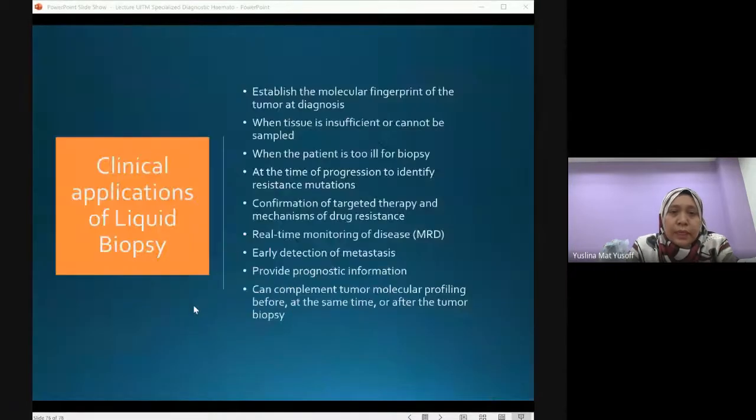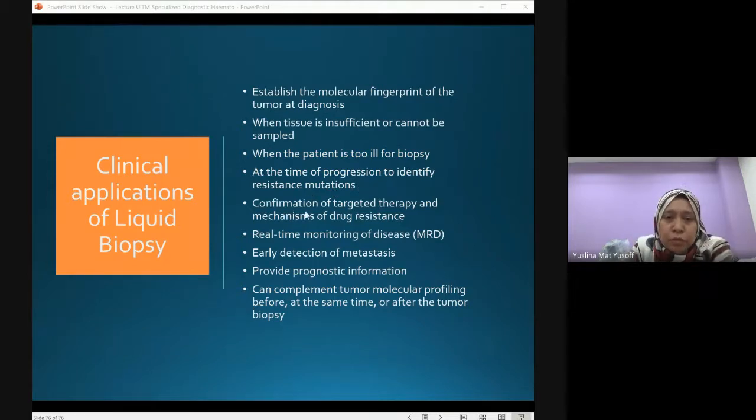So what we can do with this clinical application is that it can establish the molecular fingerprint of the tumor at diagnosis, or when we do lymph node biopsy, the tissue is insufficient or cannot be sampled, or the patient is too ill for biopsy, or at the time of progression of the disease, where we can find some resistant mutations.